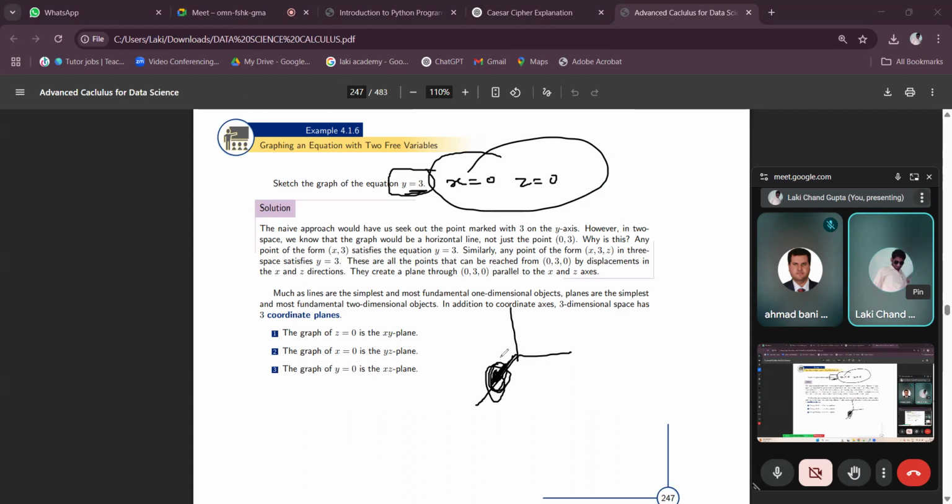So it's kind of a shortcut. If you have 3 points and only y is given, it means that the point is not going toward the x-axis or z-axis. It is going only in the direction of the y-axis at 3 units. And this is very important.